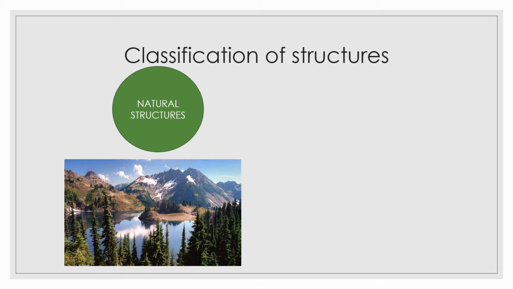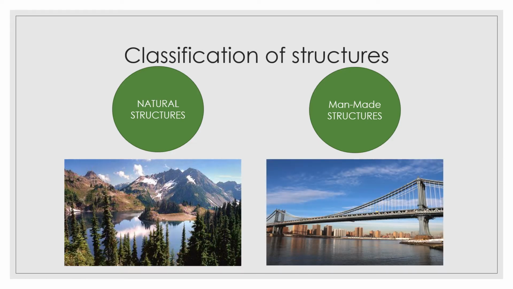The second type of structure you will find is a man-made structure. Man-made structures are made or built by people or machines, even if natural products are used. For example, vehicles, buildings, bridges, roads, packaging material, etc.